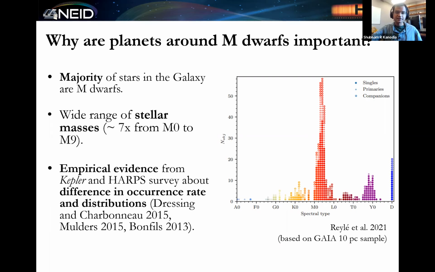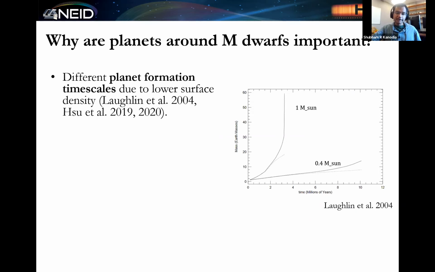The other thing I would like to mention is that there is enough empirical evidence now, both from transiting surveys and radial velocity or RV surveys, which suggests that planets around dwarfs have different occurrence rates and different distributions than, say, planets around solar type or FGK stars. And there are different planet formation timescales around dwarfs compared to solar type stars, because the properties of the protoplanetary disks themselves are different, and hence the timescales involved in the formation of these planets can be different.